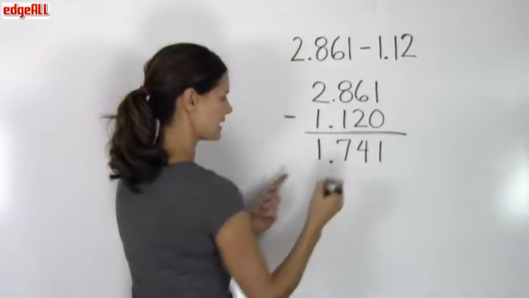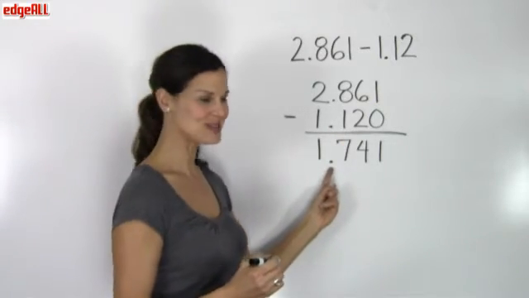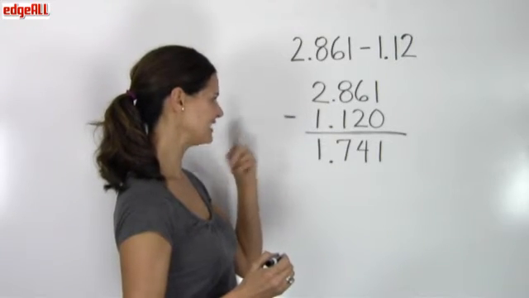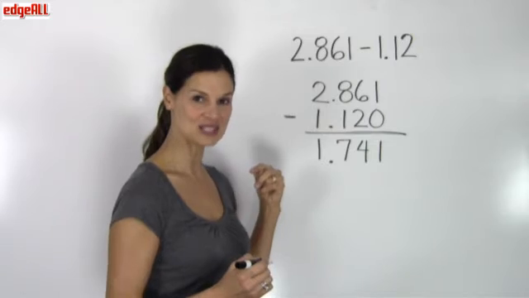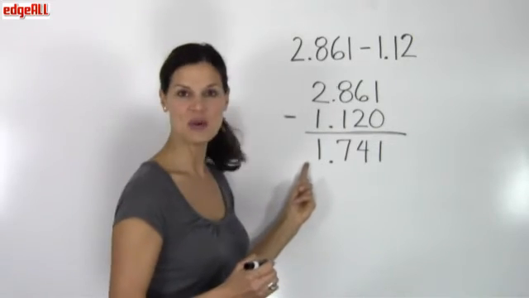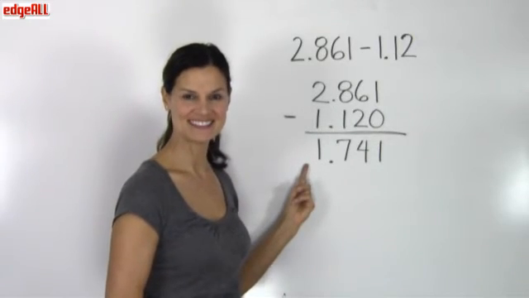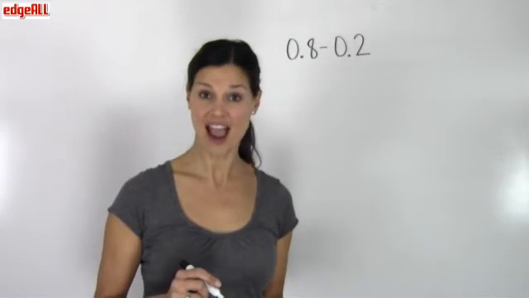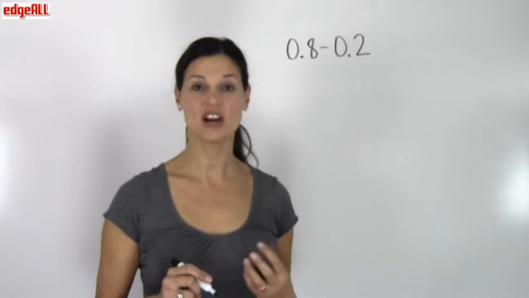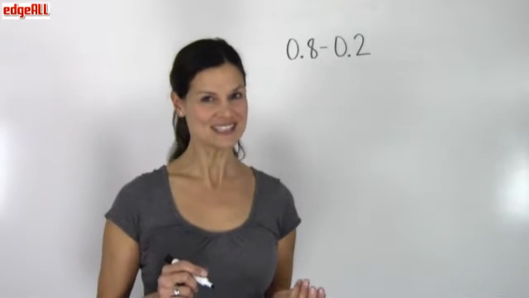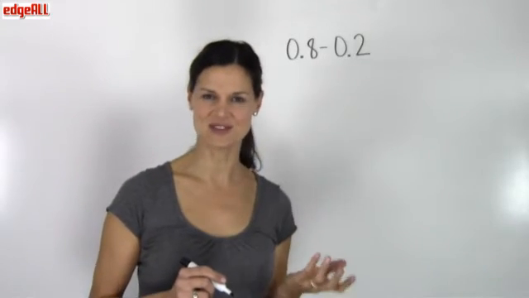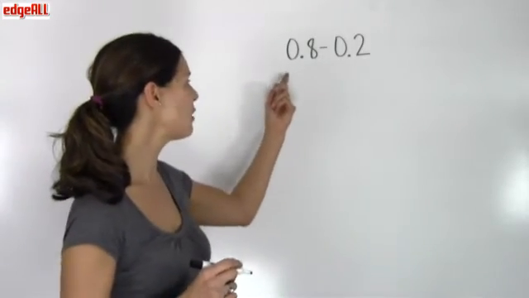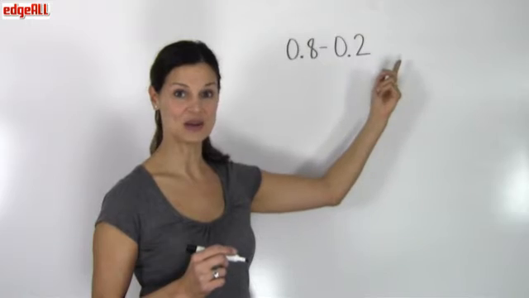And so my answer, make sure you remember your decimal point. My answer to 2.861 minus 1.12 equals 1.741. We can also subtract decimals using their fraction equivalent. This isn't a very common method, but it does show the relationship between decimals and fractions. So let's take a look at it using our previous example of 0.8 minus 0.2.